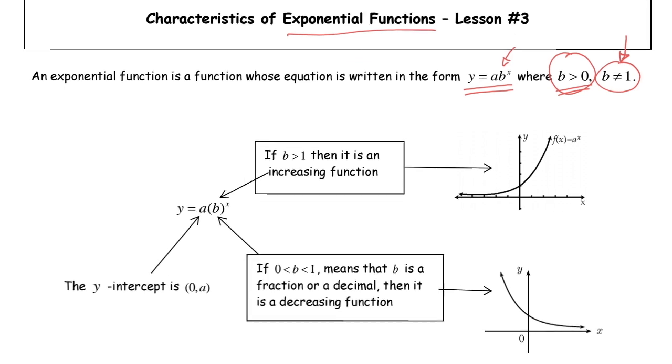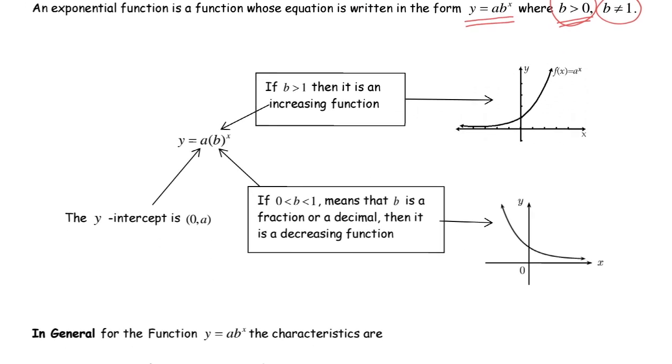Now, we know that b has to be positive. If b is greater than 1, then we get an increasing function, and you see that on the right here. From left to right, when we go from quadrant 2 to quadrant 1, notice that our function goes up.